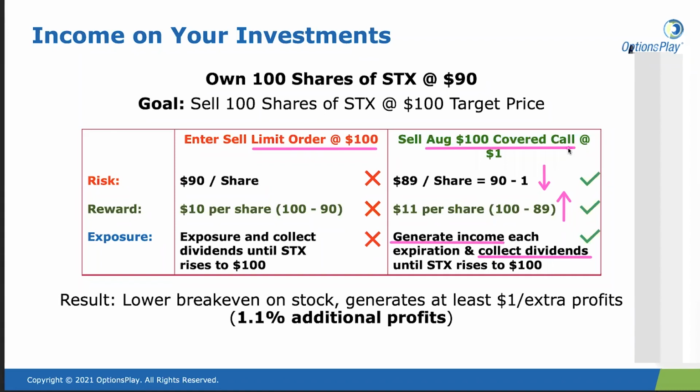So what you see here is that for this one month time frame between July and August, I'm collecting $1 in premium. If, let's say, by August the stock is not above $100, your limit order would just be sitting there. My covered call would expire, I would keep my $1, and I would continue to be able to sell another covered call. I'd be able to sell a September covered call, an October covered call.